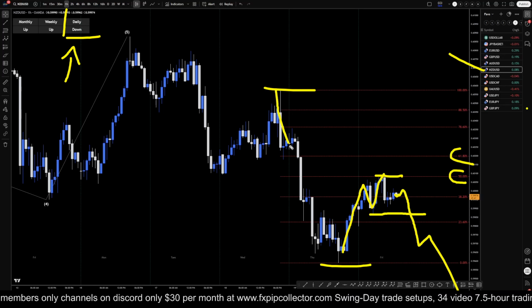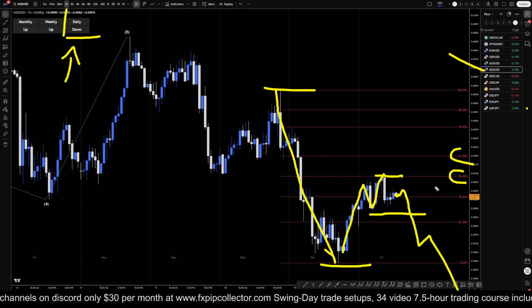Shorter time frames, put your Fibonacci retracement on the last impulsive move. Look for a Fibonacci bounce. Look for an engulfing move down, especially if it's three waves up.